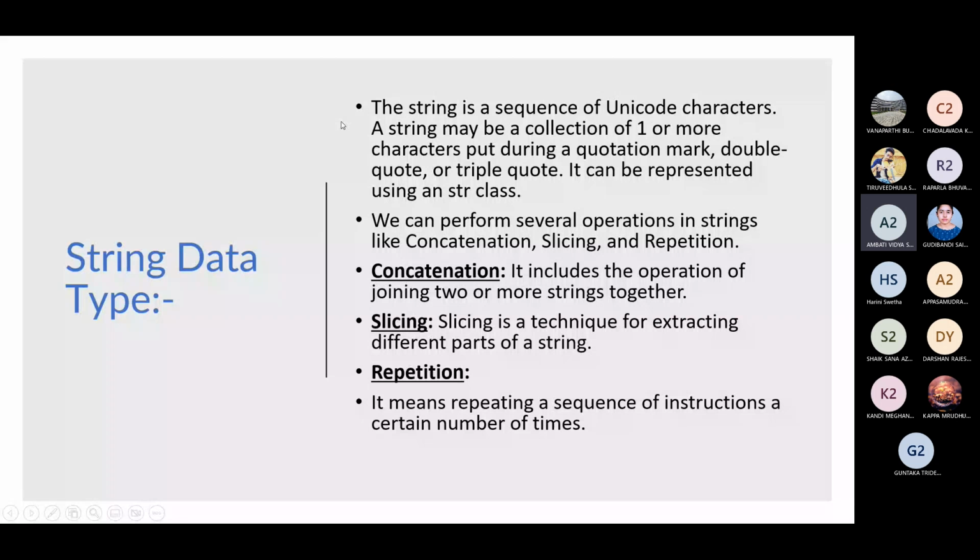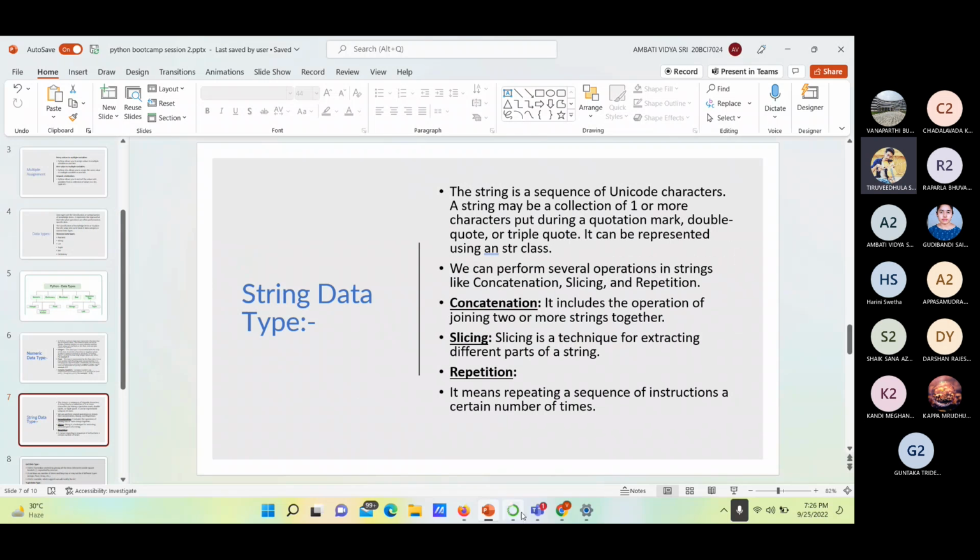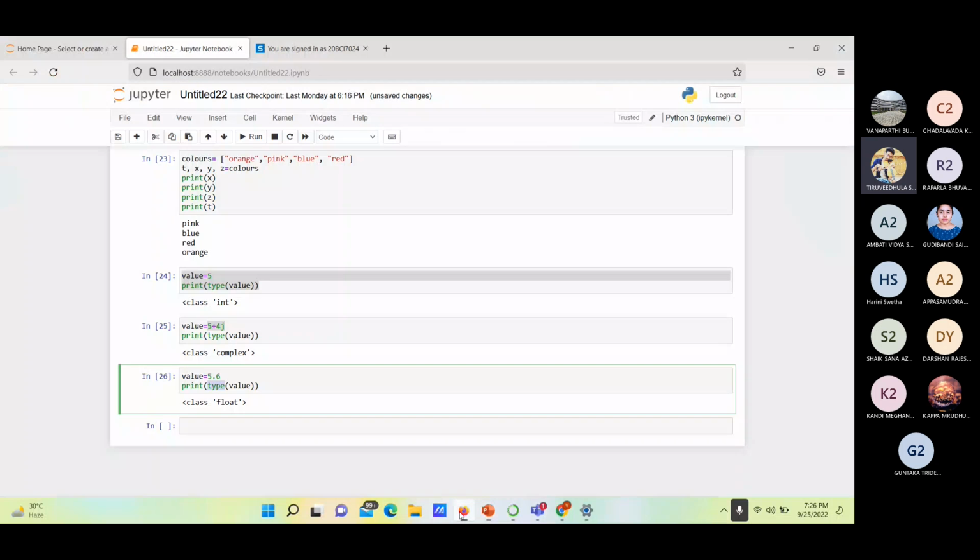The next one is the string data type. String is also a standard data type. It's a sequence of Unicode characters. A string may be a collection of one or more characters put inside a single quote, double quote, or triple quote. It can be represented using the str class. The str class represents the string data type. There are several operations which can be performed on strings. We'll be looking into that. The first one is concatenation. The second one is slicing. And the third one is repetition. Let's check that also.